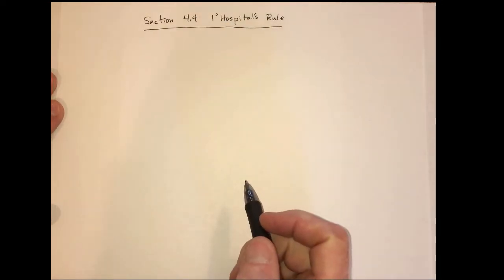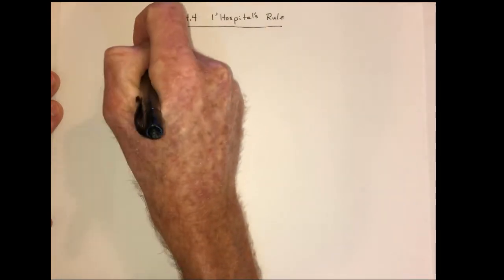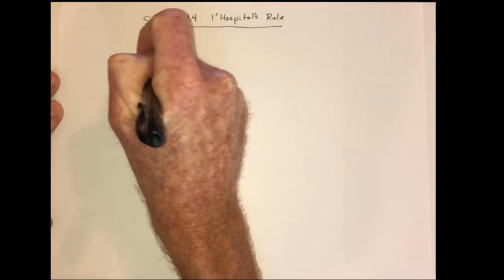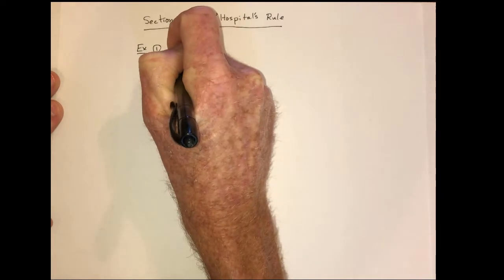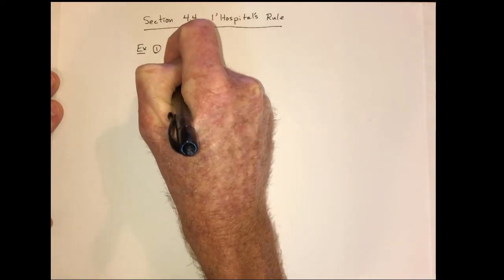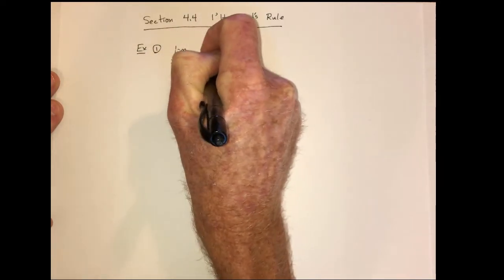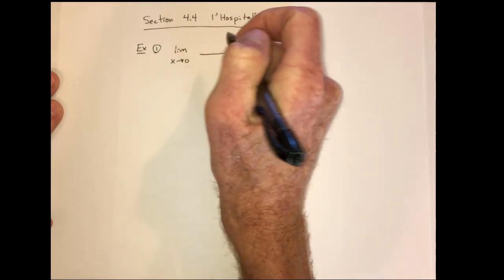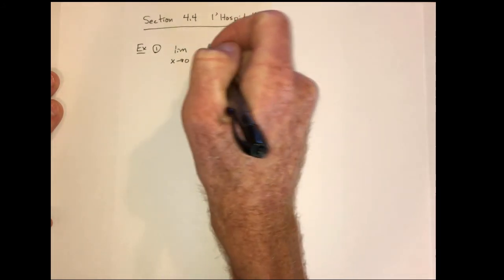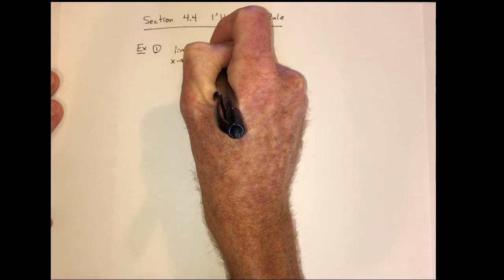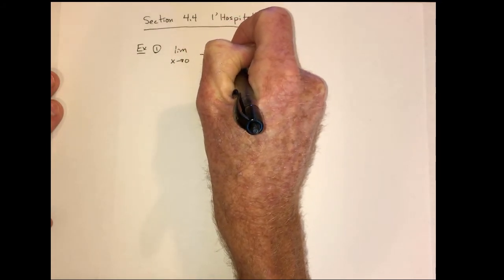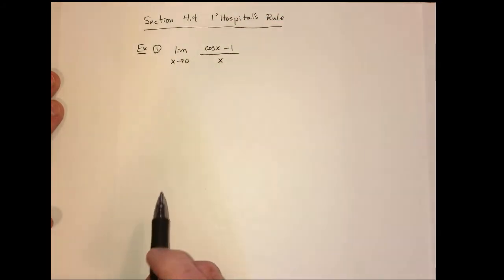Anyway, L'Hôpital's rule says, well, what if, for example number 1, you're trying to find the limit, because this is all about limits. And this one is going to be the limit as x approaches 0, and suppose that we have cosine of x minus 1 over x.